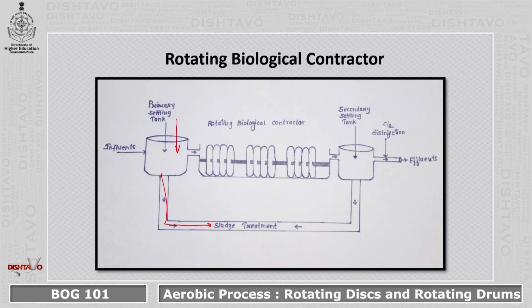The water which has been separated in the primary settling tank is further moved into the rotating biological contactor, where RBC is usually an aerobic reactor which is basically used for the treatment of domestic as well as industrial waste. Here, it consists of discs which are closely spaced and are attached to a horizontal shaft. The rotating rate of these discs is usually 2 to 4 RPM.